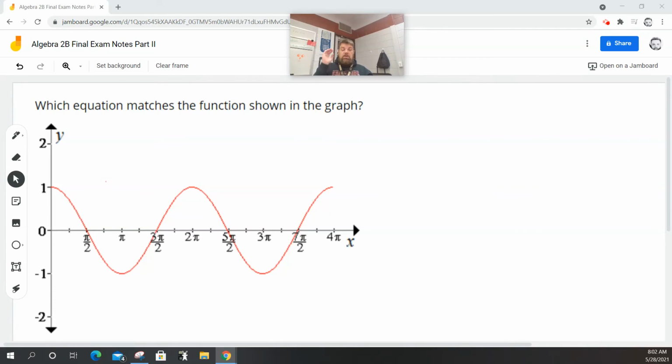All right, it says which equation matches the function in the graph, and then all the choices have sine. So we got to think about the parent function of sine and what's going on. So let's review what sine is.